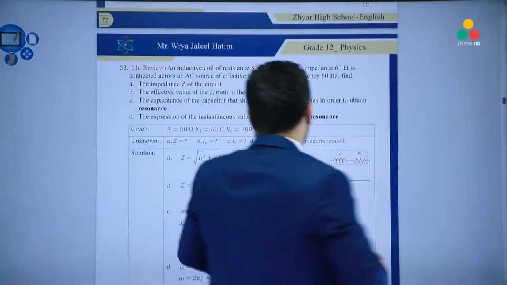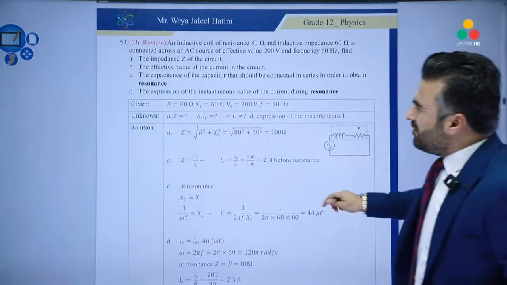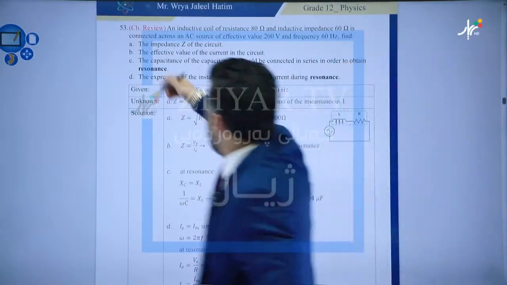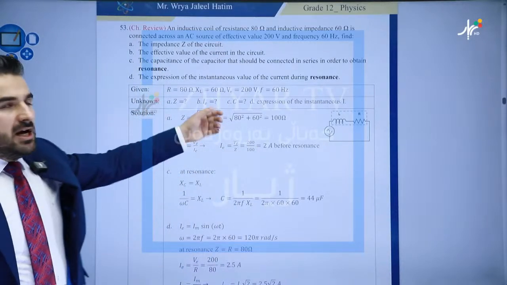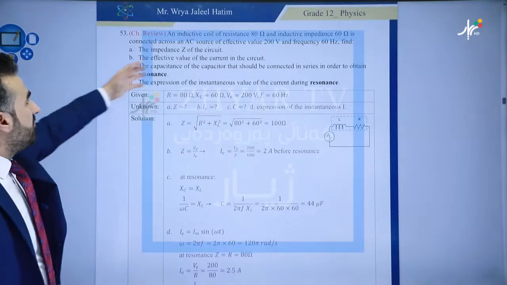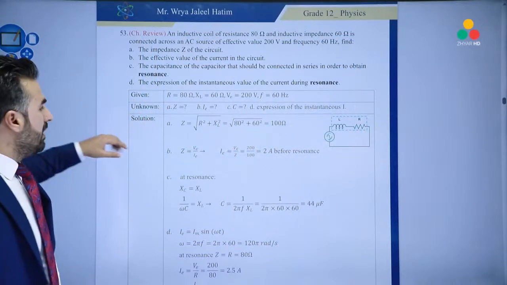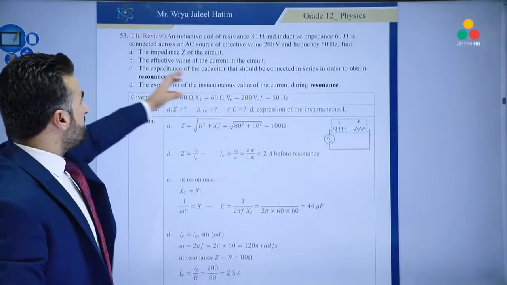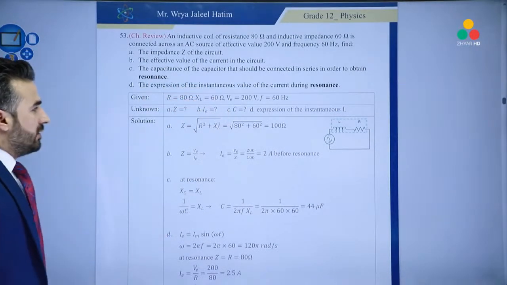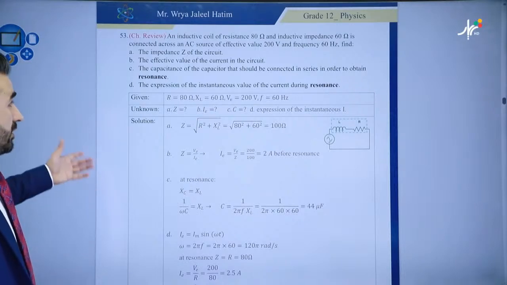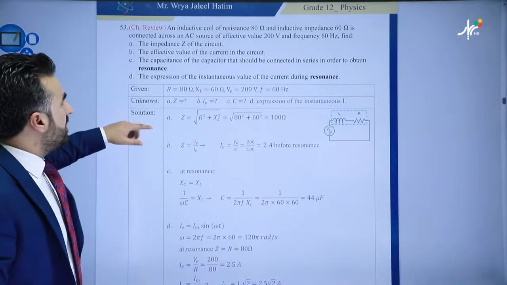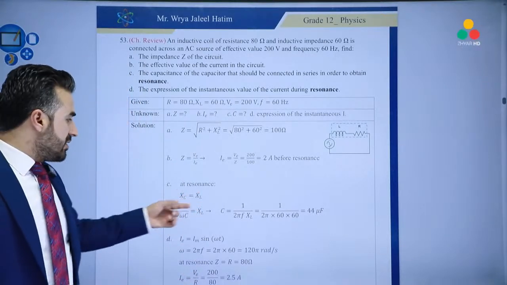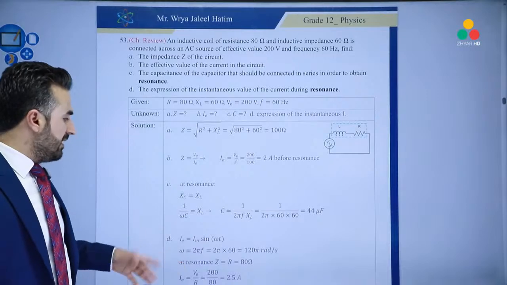Now take a look at this question here. We've done a lot of questions regarding this. It says find the impedance of the circuit if you have a coil with a resistance, and the effective value of the current in the circuit, which is easy as well. Then it says find the capacitance of the capacitor that should be connected in series in order to obtain resonance. This part might be a little different from the previous one. You're going to equalize XC to XL. That is the only difference here.